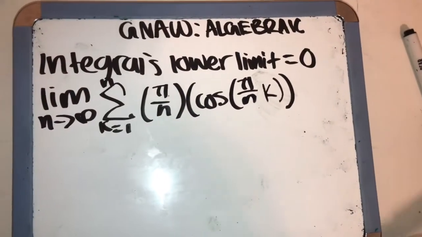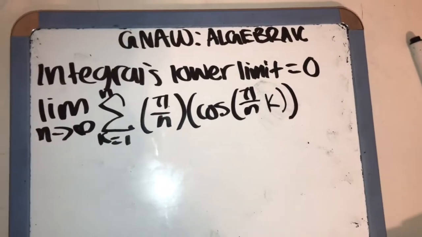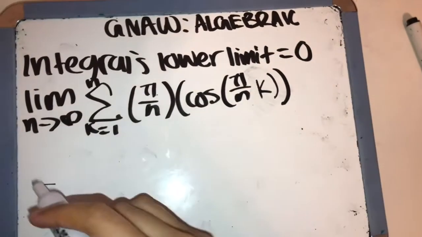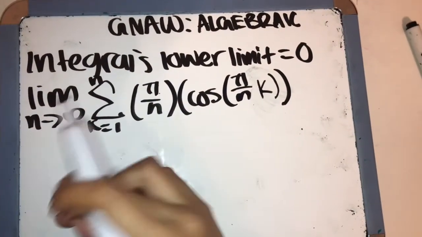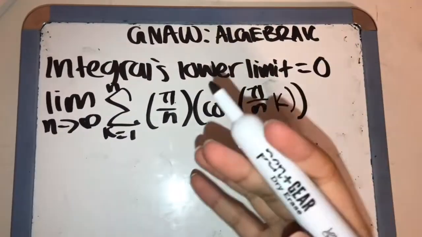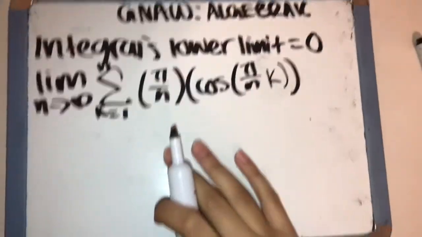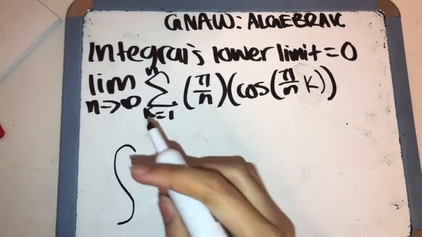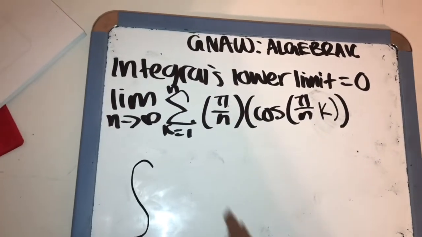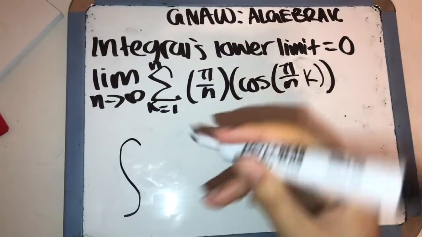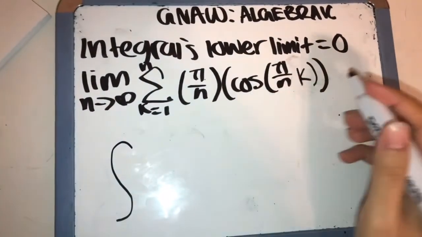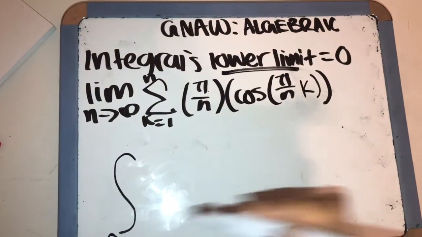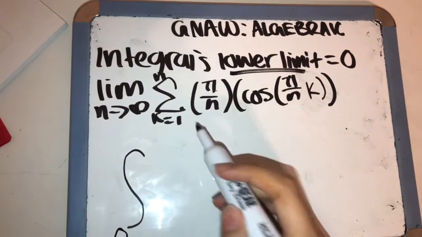Hey guys, so we are doing the GNAW problem, and this is the algebraic portion of this. So it says the integral's lower limit is equal to 0, so we have to basically transform this. So what you do is you use this S thing, I forgot what it's called, but we're going to go with it for now. Okay, so basically it says that the lower limit is 0, which means that a is 0.